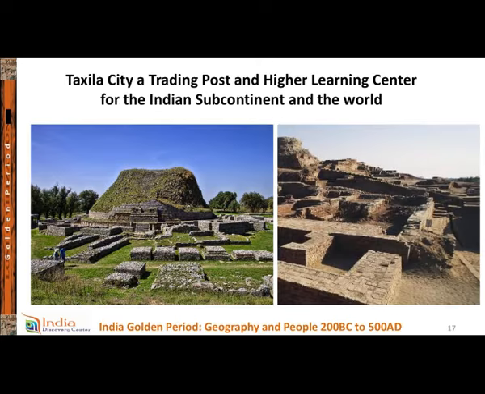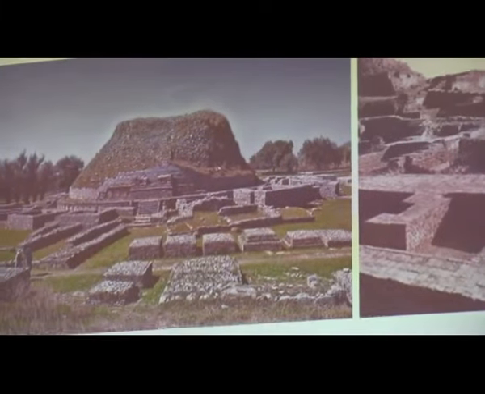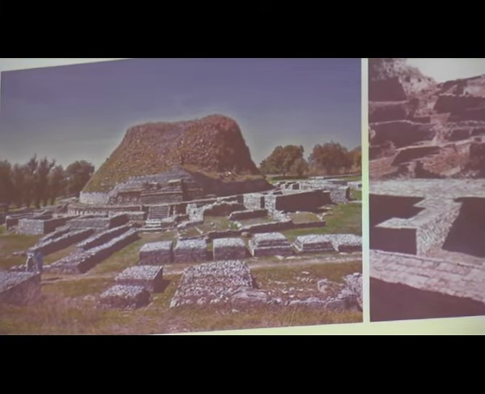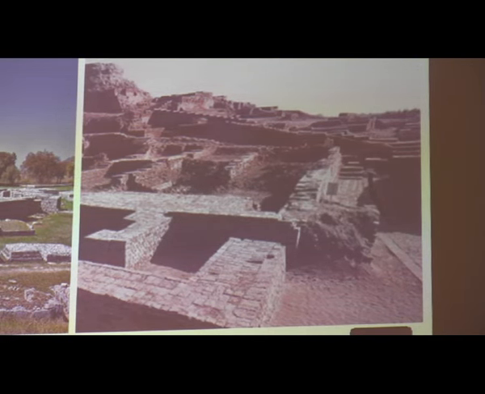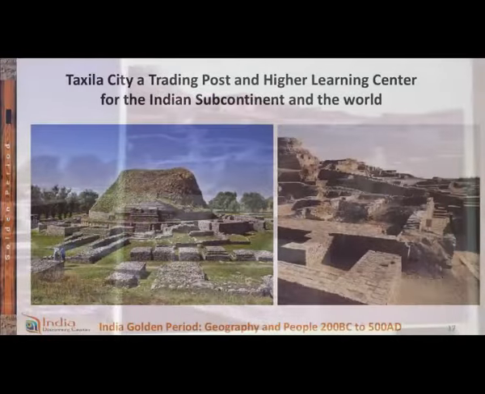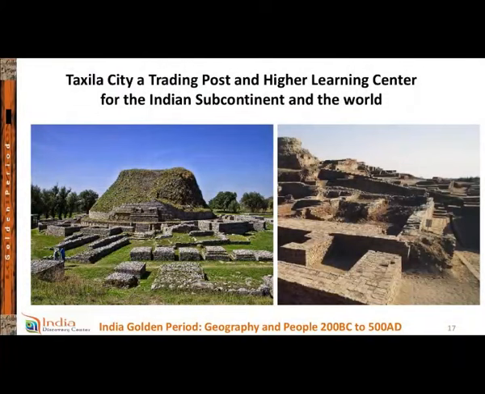A little bit about real cities. Taxila was a trading post and also a high learning center for the Indian subcontinent and the world. A lot of famous teachers, gurus, taught there, and people came from China and Central Asia. It was also close to the Silk Route. So that relationship between trade, the Silk Road, and the caravans was the way the caravans would direct themselves. And Pataliputra had a relationship with Taxila. It was the channel that was used for the Silk Road.